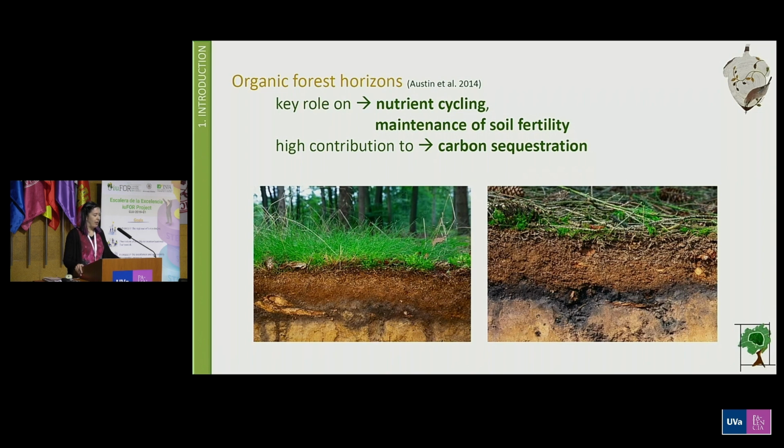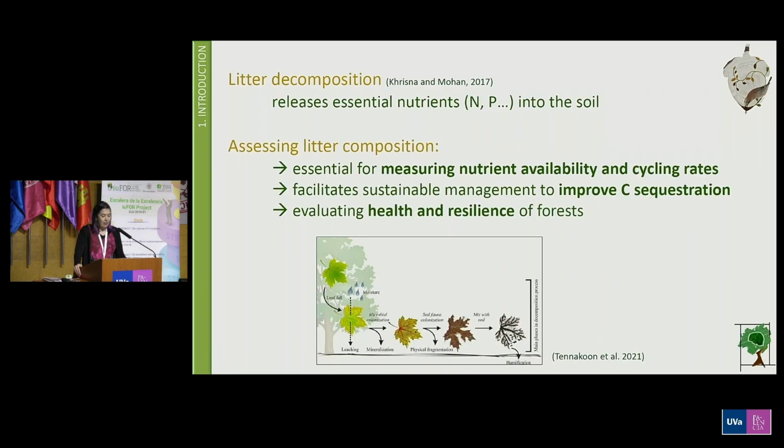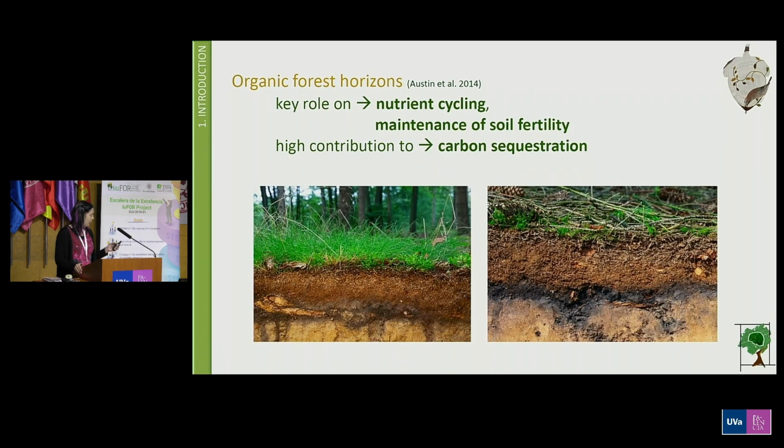First of all, starting with soils, we need to understand that we have organic forest horizons and a mineral soil. The organic forest horizons have a key role in nutrient cycling, also in maintenance of soil fertility, and they have a high contribution on carbon sequestration in forest soils. The organic soils, as you can see, are this part of the soil that is closer to the vegetation, okay?